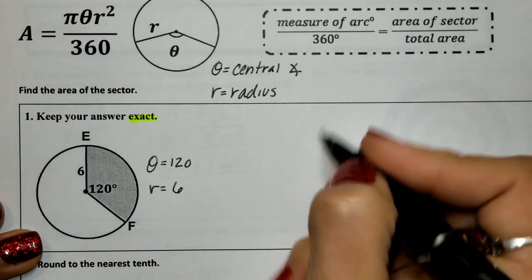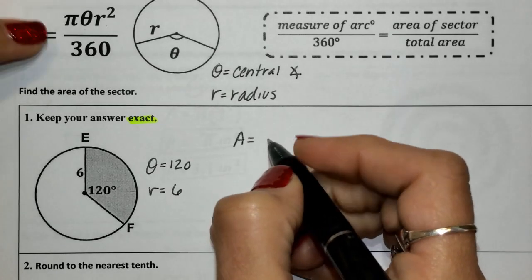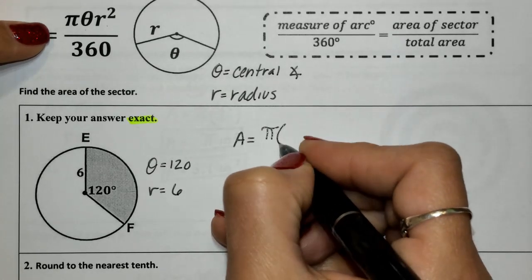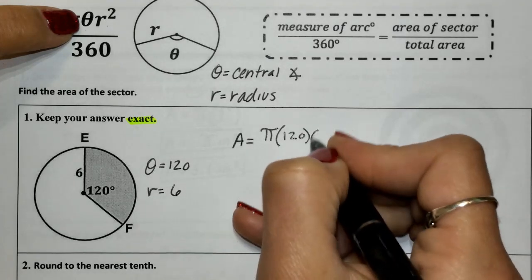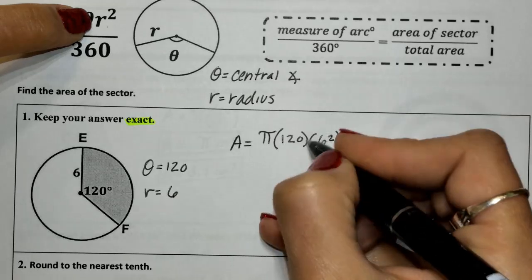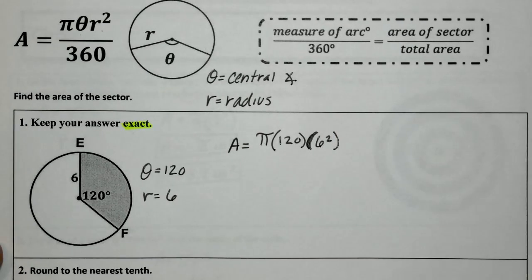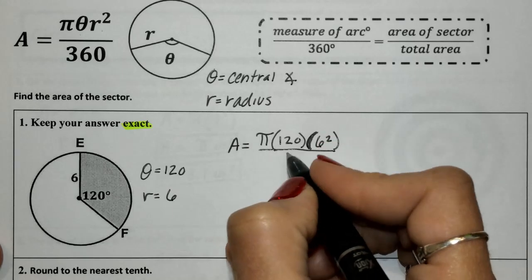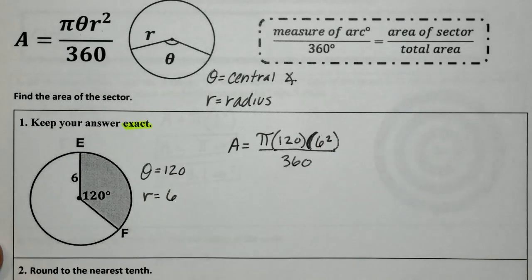So then all we have to do is take this formula. We've got A equals. In the numerator, we're going to throw in pi, theta, which is 120, times your radius squared, 6 squared. Please make sure that that exponent is inside the parentheses with the 6. Do not forget to place this all over 360. You don't have to remember it's 360. It's in the formula right there for you.